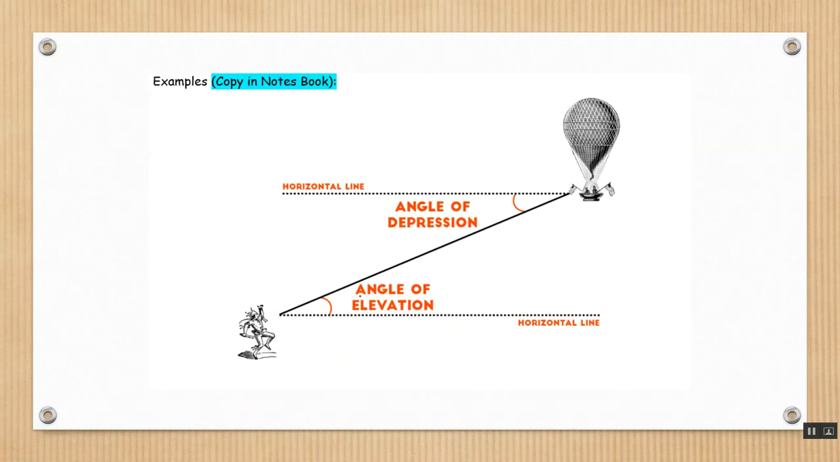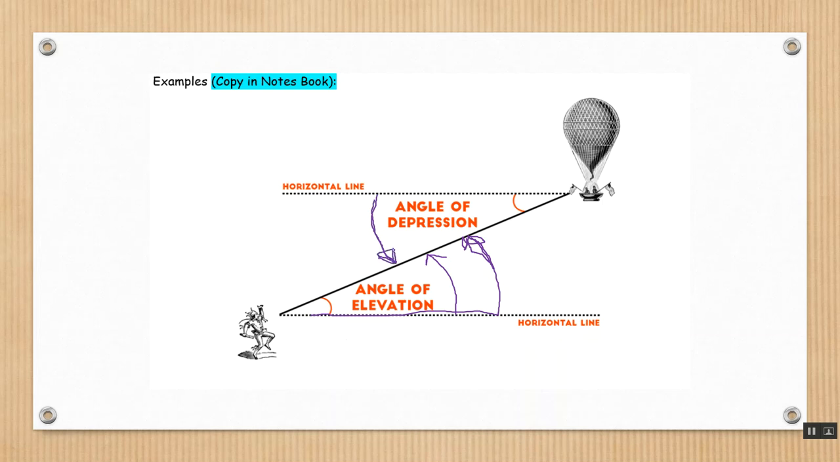So first of all, what do we mean by angles of elevation? So the person here, if he's looking up at people in a balloon, the angle of elevation is the angle this way, from the horizontal line up. So elevation is when we look up. And if we had the people in the balloon looking down, that's the angle of depression.